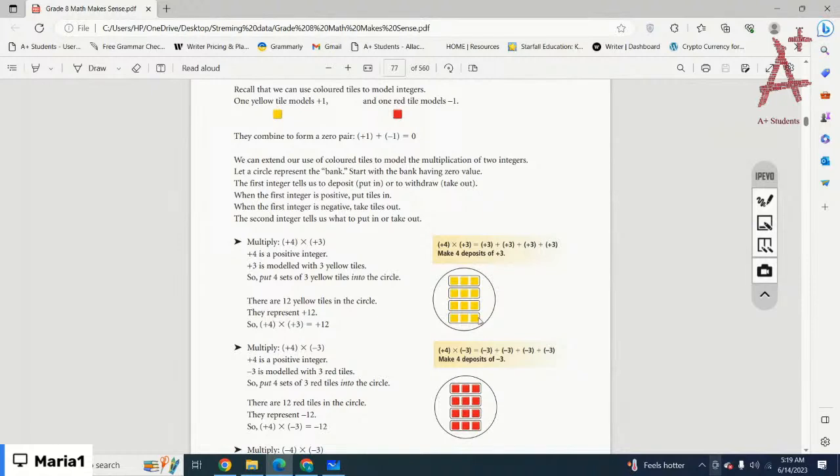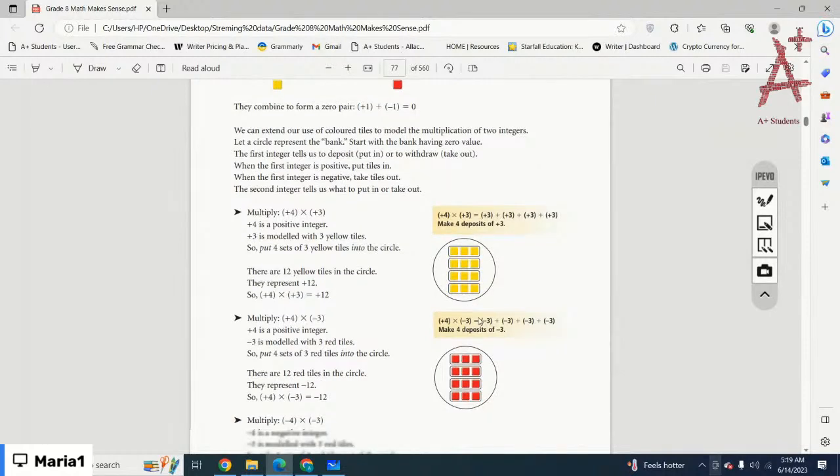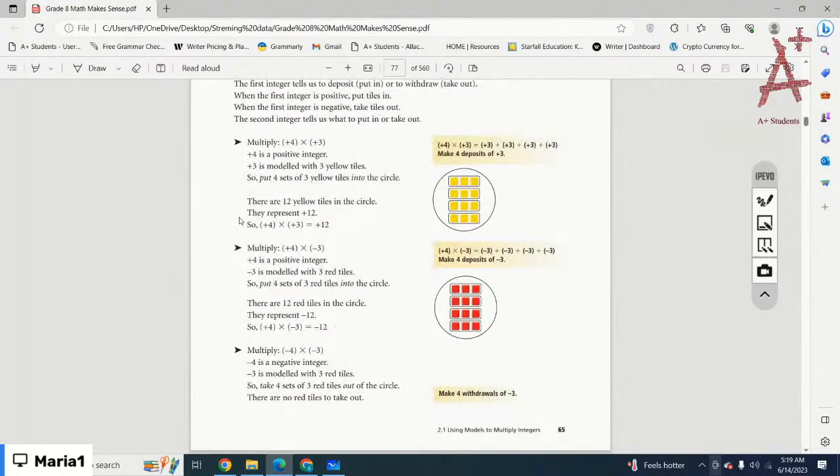Got it? That is just a representation. Okay, now the next example: multiply positive 4 times negative 3. That means you have to add negative 3, how many times? 4 times. So all the numbers are negative, so you can deposit them with a red tile. Red tiles represent the negative numbers. You just count them and it makes negative 12. Got it?